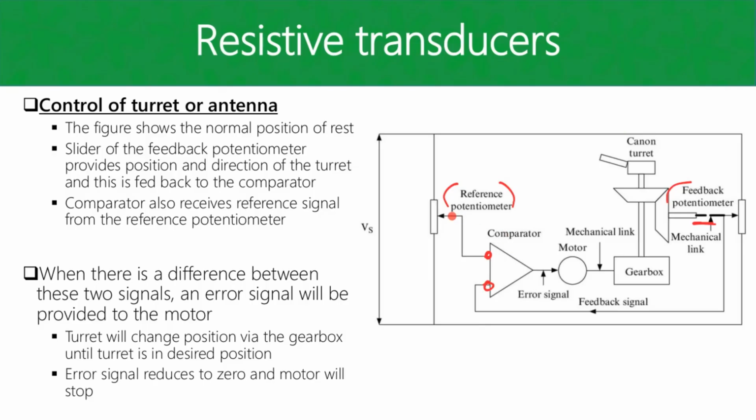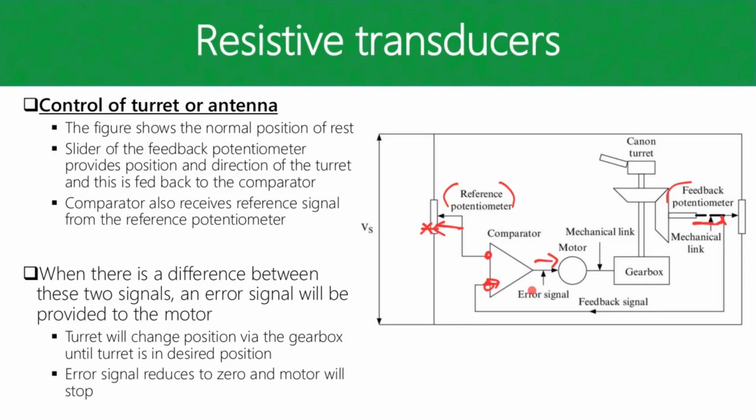But let's say you want to rotate the cannon turret. This means that you're going to change your reference. So let's say we change it to that point on our potentiometer. And essentially what's then going to happen is you now have a difference in voltage between this point and your feedback potentiometer, which comes in here on your comparator. So now you have a difference in voltage.